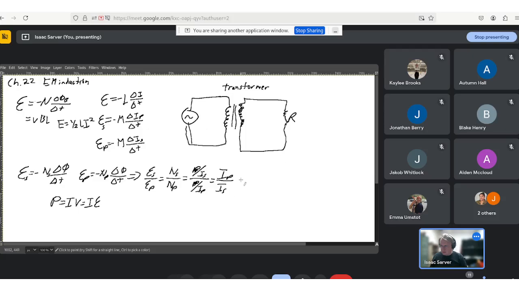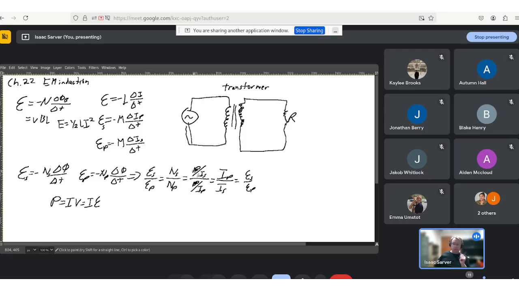So the point of the transformer is to exchange, by energy conservation, current for voltage. So why in the Sam Hill would we do that? I got 3 minutes here, so I don't think I'll get quite far along.